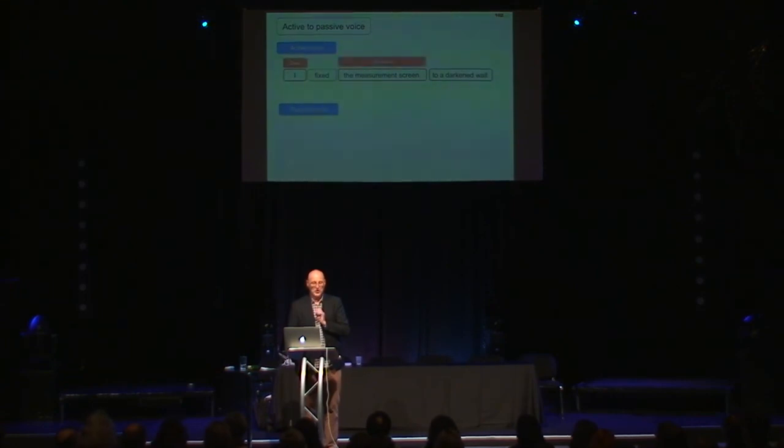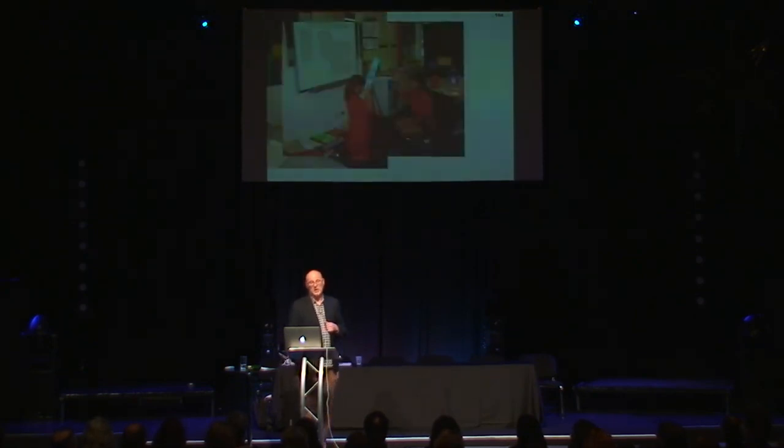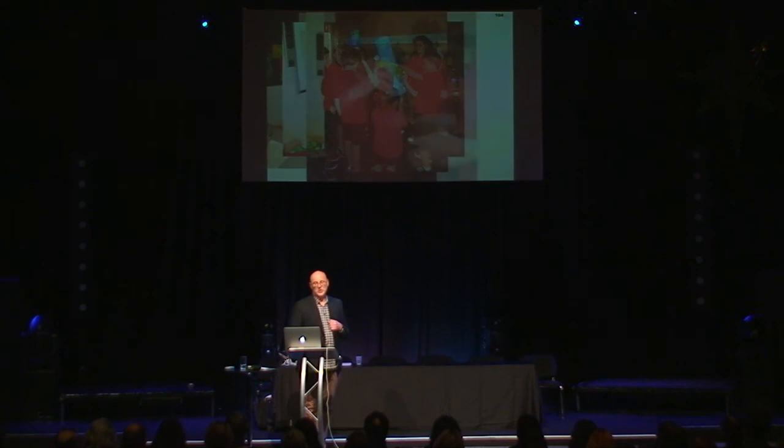I did some work on changing the active voice into passive voice, right? "I fixed the measurement screen to a darkened wall," bringing the measurement screen up the front, putting the fix there. "Fixed I" doesn't work. To a darkened wall, you can change that. You have to change the verb, "was fixed." You can change that to "by me," or you can get rid of the "by me," right? So you've got the passive voice. So they did this work with the students. Here are the kids doing their work, making their periscopes, and they had to explain how these periscopes worked.